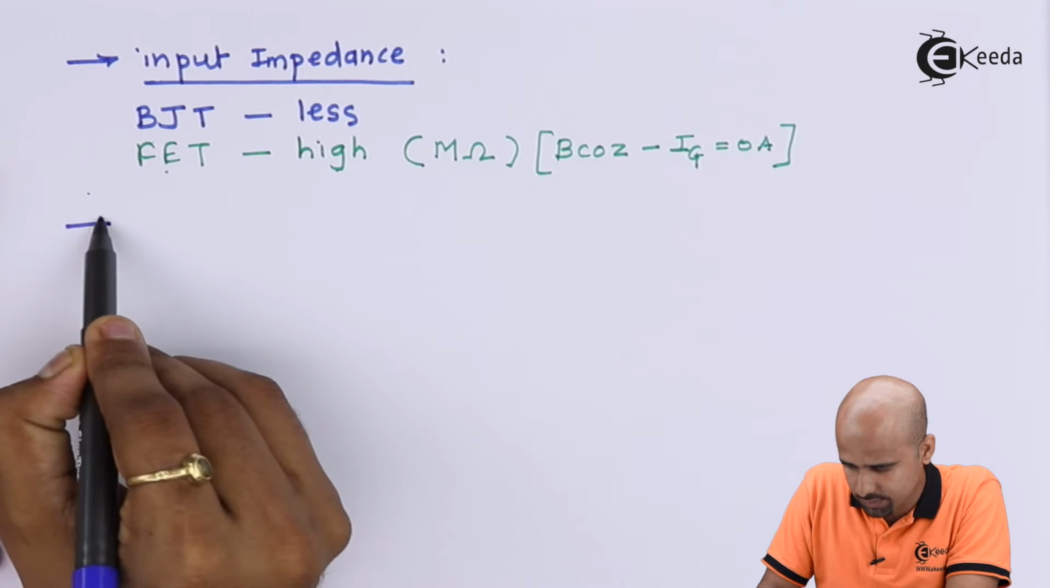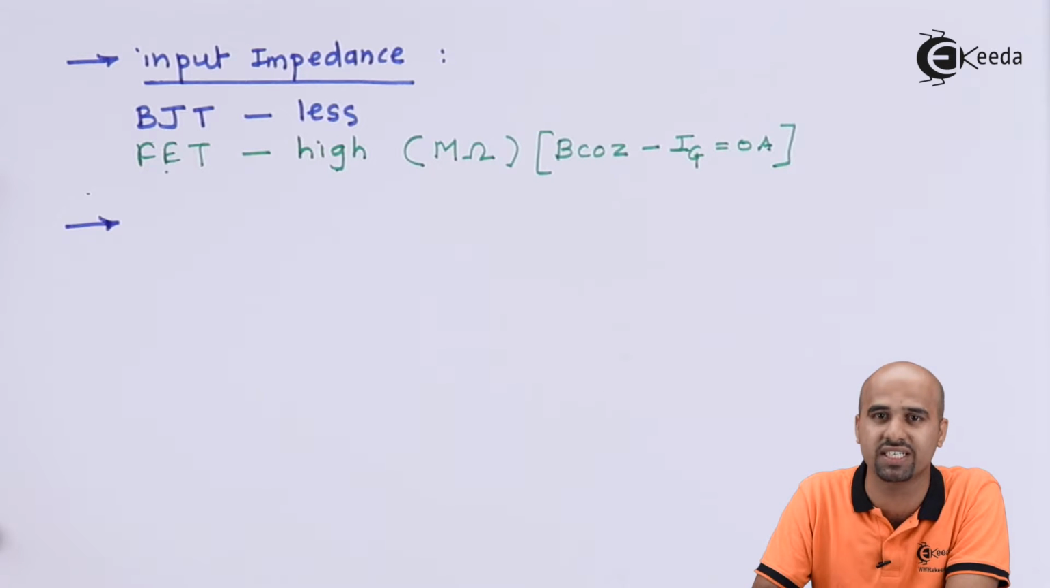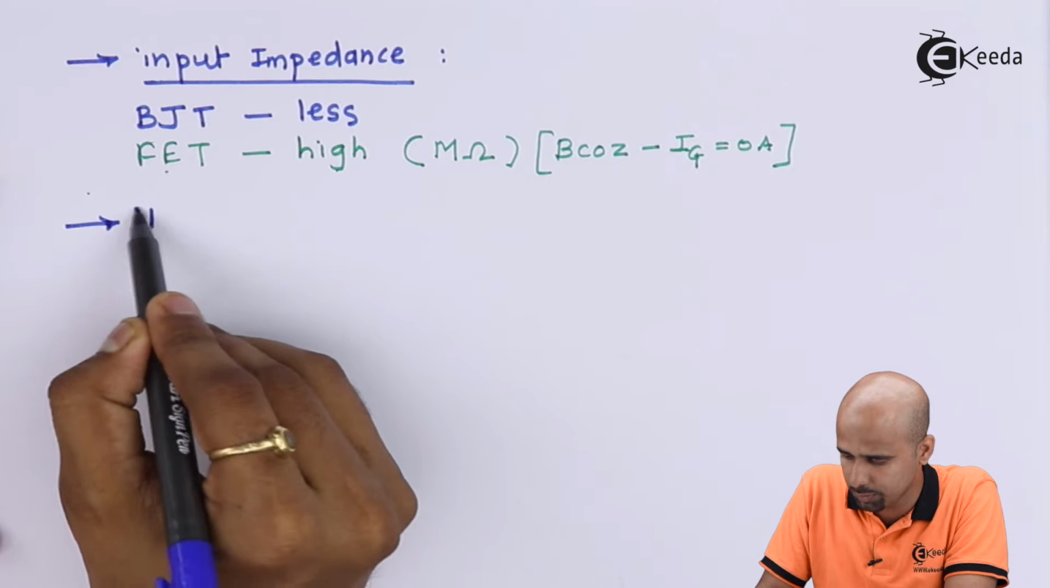After all these differences, we'll come to the last difference. Rather, we have more and more differences. If we dig out small differences, then we'll get many differences. But the important aspect as far as BJT and FET concepts are concerned is thermal stability.